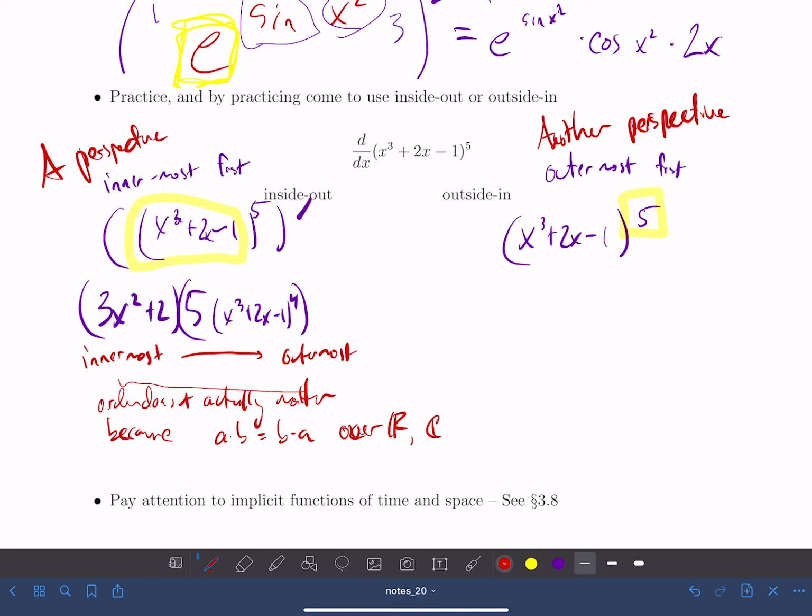So I'm going to focus on the outermost function first when I take the derivative of this expression, and I've got something to the fifth power. The derivative of something to the fifth power is 5 times that something to the fourth power, and now I need to chain out the derivative of the inside, and so I'll multiply by the derivative of the inside, 3x squared plus 2, and then there's nothing else inside, and so I'm done. If you watch me do chain rule derivatives, this is what I typically do.